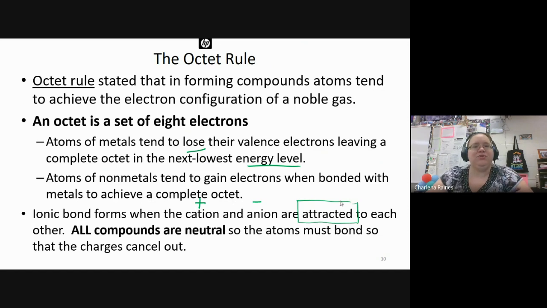Now, ionic compounds are neutral, so the positives have to balance out the negatives. This is what makes ionic formula writing so very, very predictable, because all compounds are neutral. They don't have a charge overall. My positives have to balance out my negatives.